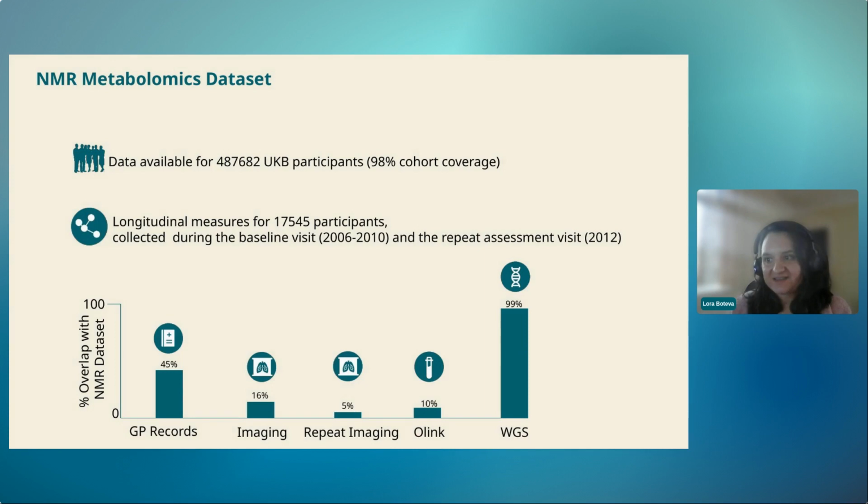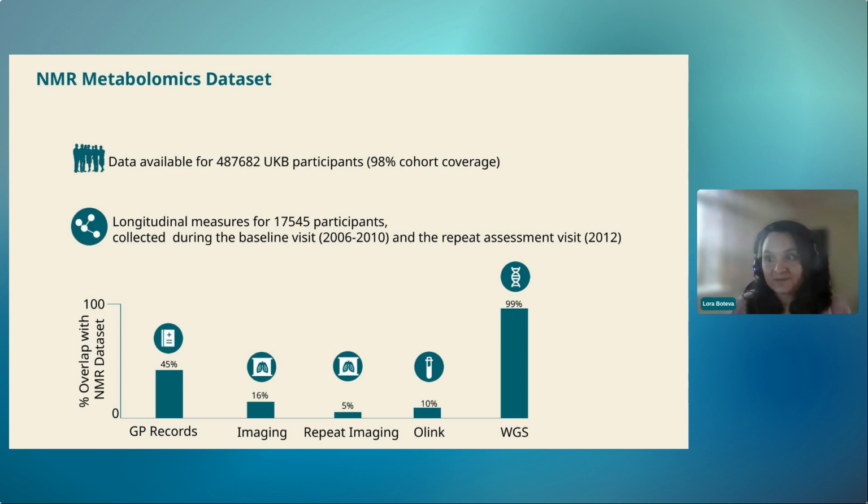Data is available for nearly all of the cohort, about 98%, but also excitingly, we have longitudinal measures for about 17,500 participants. That includes paired samples for the original baseline visit conducted between 2006 and 2010, when participants were aged 40 and up, and then an additional sample for the repeat assessment visit in 2012 and 2013. On average, I think there is about 4.5 years between the two collection samples. Obviously that enables a lot of really interesting longitudinal studies.